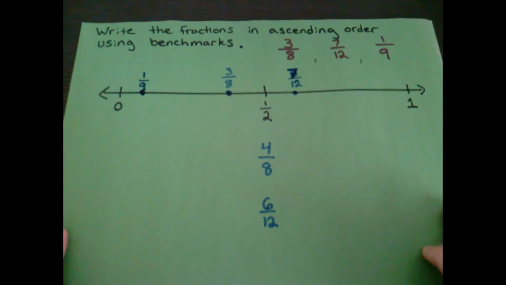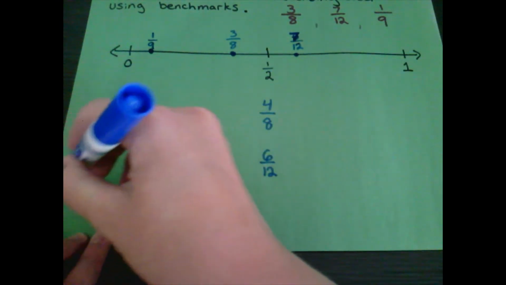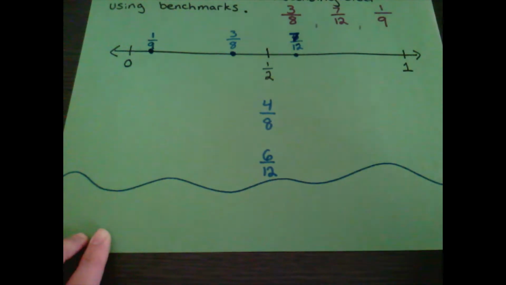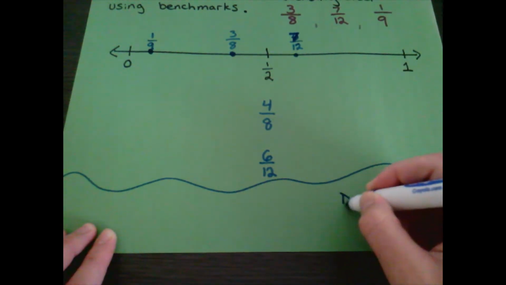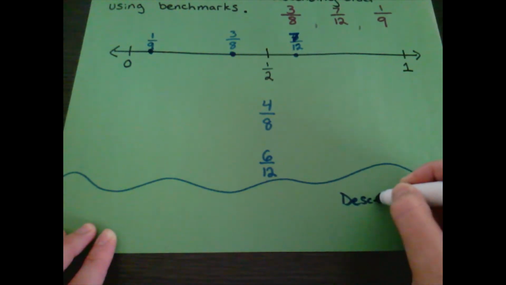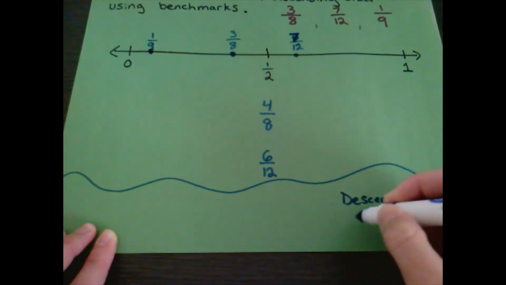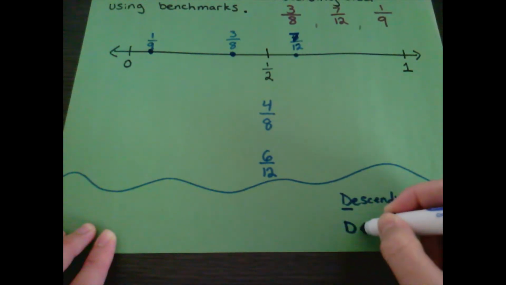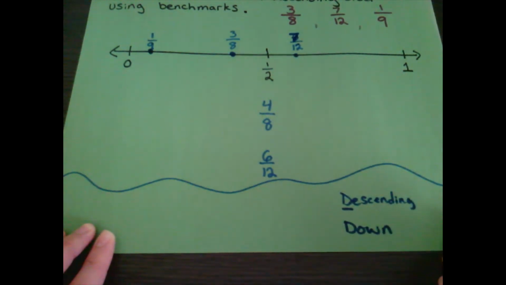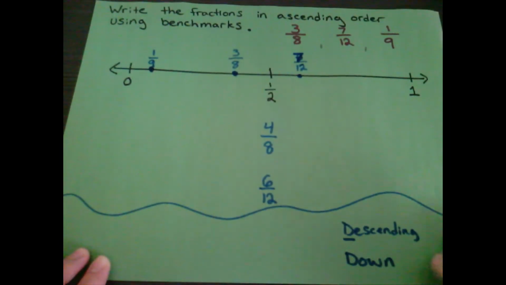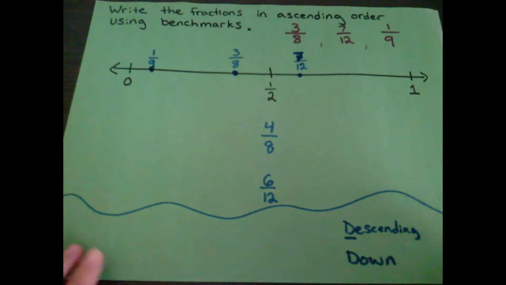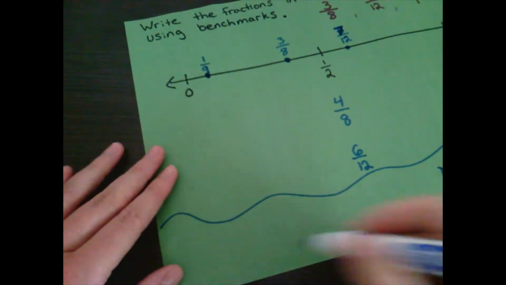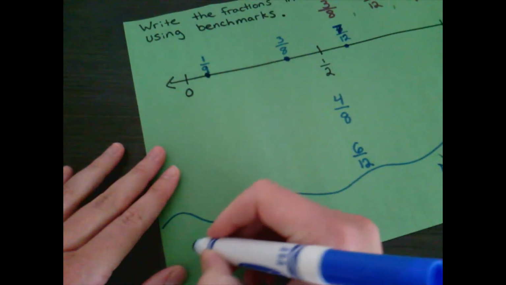So if we wanted to write these in ascending order, and the difference between ascending and descending, a way to help me remember: the letter D in descending, I remember the D in descending for down. But we're going to be doing ascending. So we're going to be going up. From least to greatest, we're going up. So we're not doing descending order, we're doing ascending order.